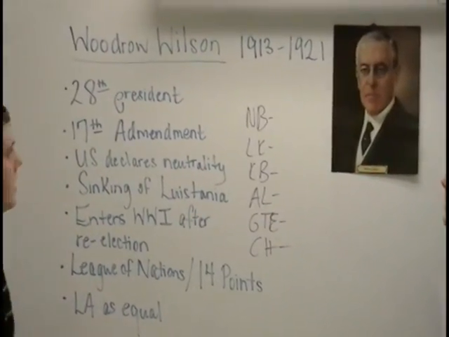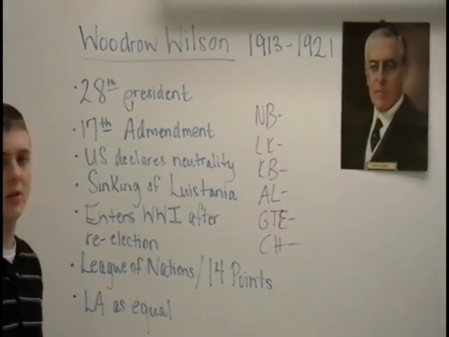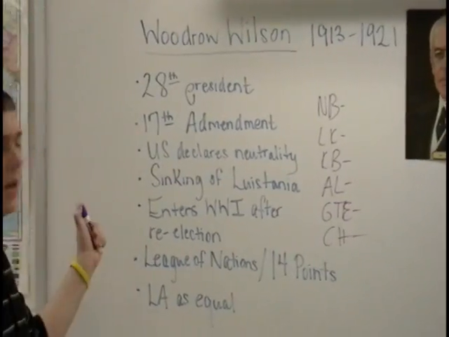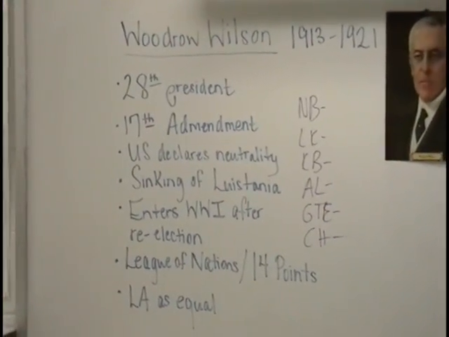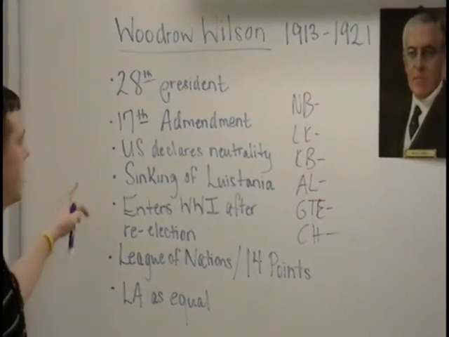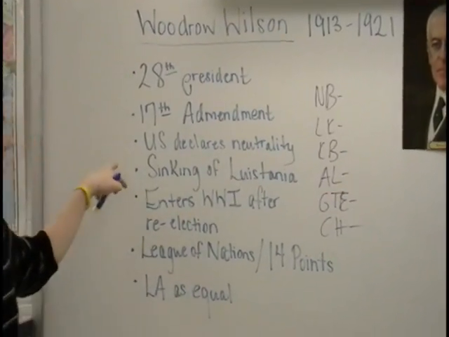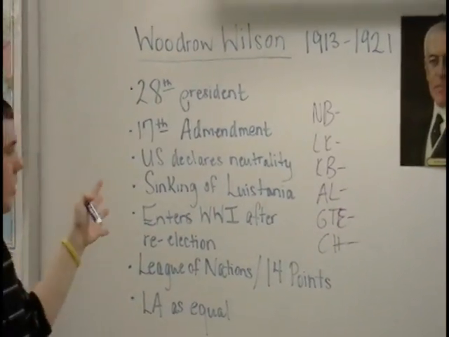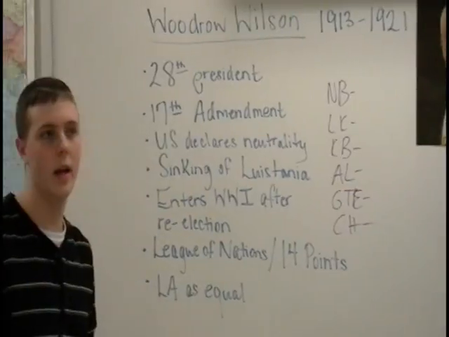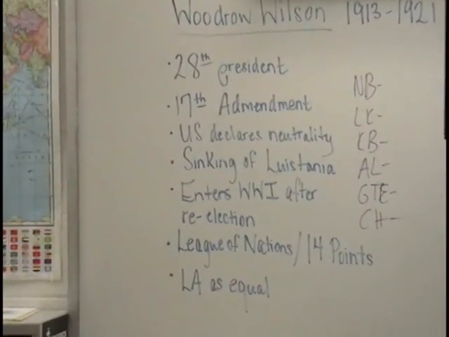All right, so our next president is Woodrow Wilson from 1913 to 1921. He was the 28th president of the United States. Under his administration, the 17th Amendment was ratified. During this time, Germany and Europe were at war.